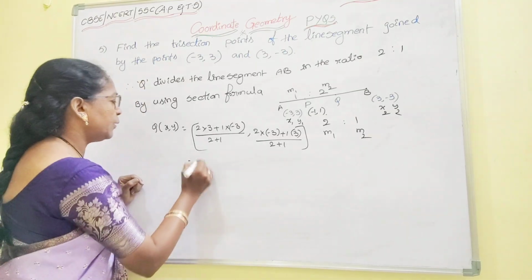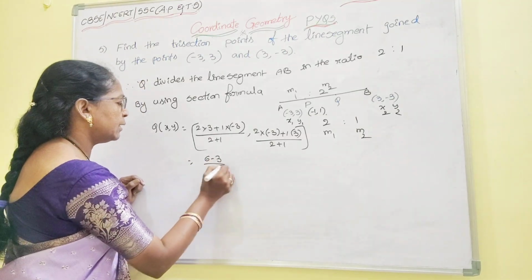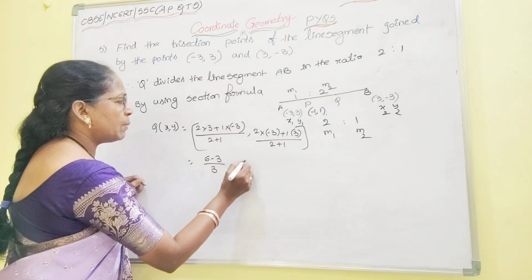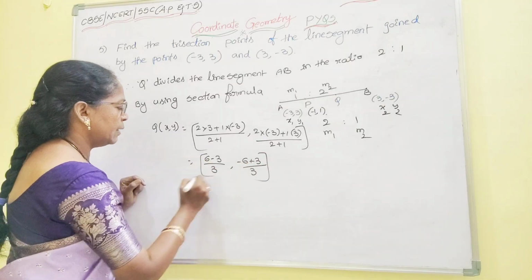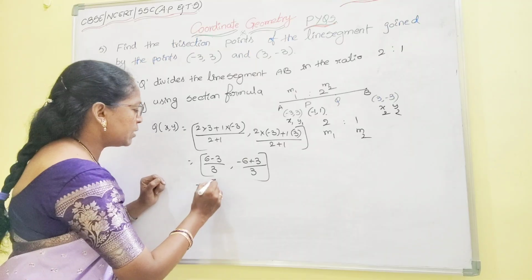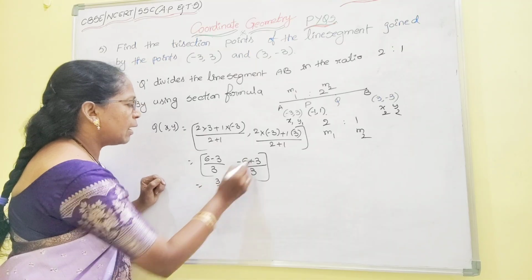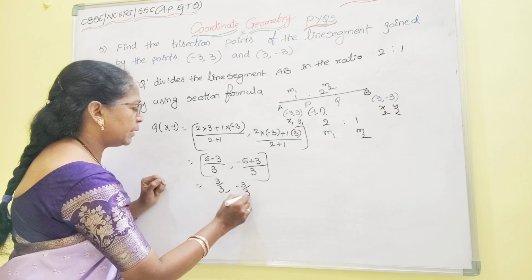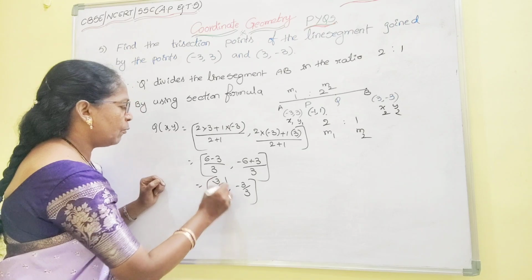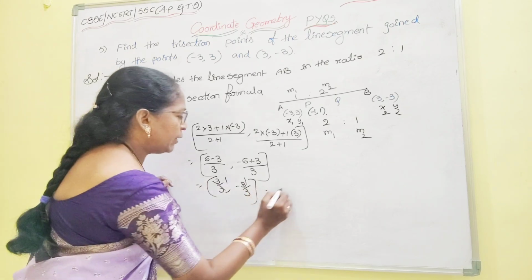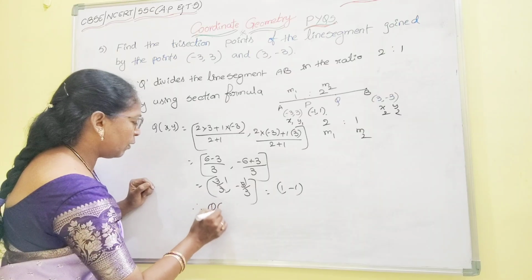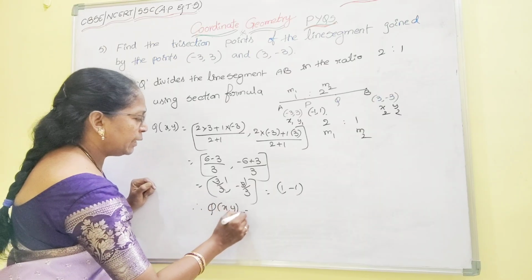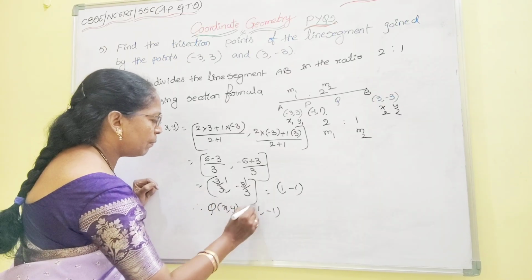Now simplify. 2 times 3 is 6 minus 3 times 1 is 3, divided by 3, comma minus 6 plus 3 divided by 3. 6 minus 3 equals how much? 3 by 3, comma here minus 3 by 3. Now simplify: 1, here also 1. The value equals 1 comma minus 1. Therefore, Q of x comma y equals 1 comma minus 1.